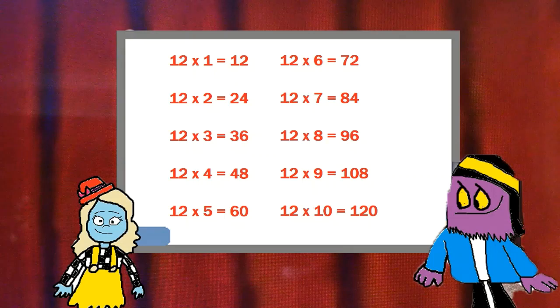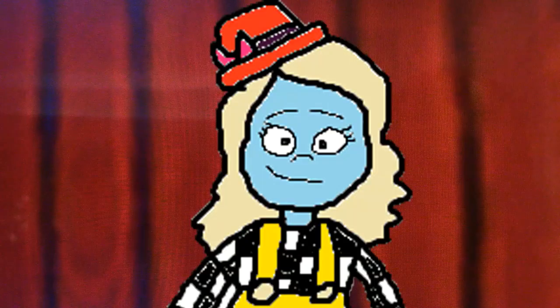Alright. 12. 1 times 12 is 12. 2 times 12 is 24. 3 times 12 is 36. 4 times 12 is 48, 5 times 12 is 60, 6 times 12 is 72, 7 times 12 is 84, 8 times 12 is 96, 9 times 12 is 108, 10 times 12 is 120. Good, very good. You may go and be seated.